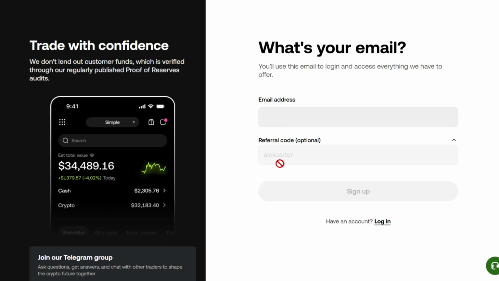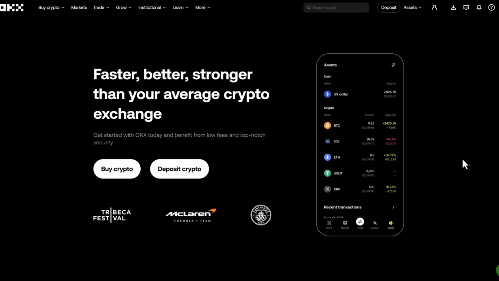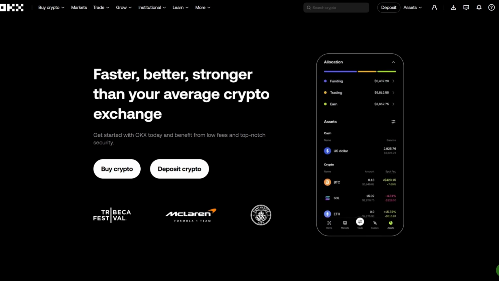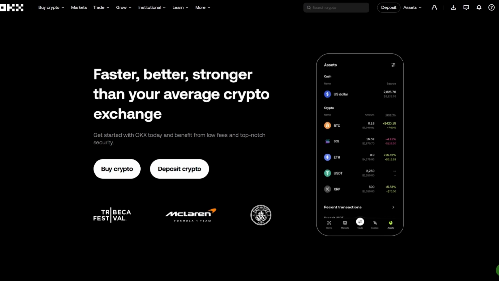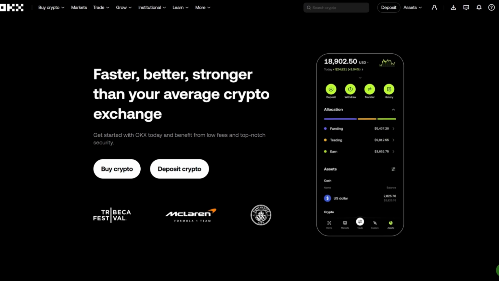Just click the sign up button, enter your email, and you're in. The whole process takes less than a minute. Once you log in, you'll land on your personal dashboard. This is your control center for everything on OKX.